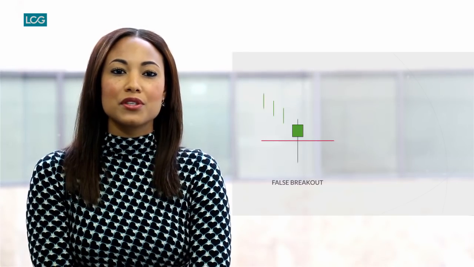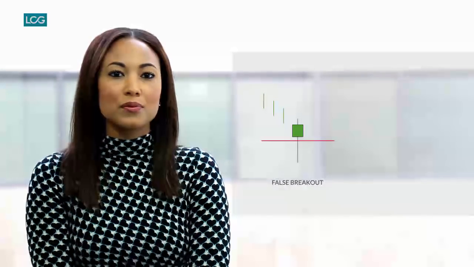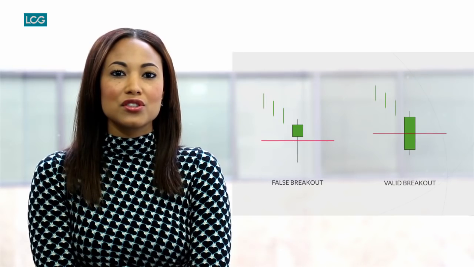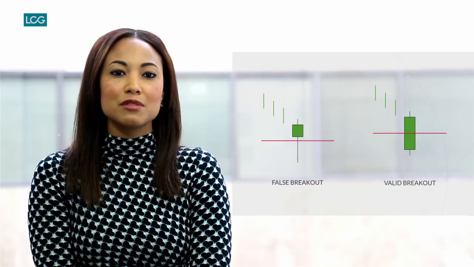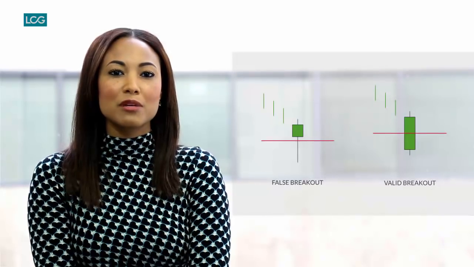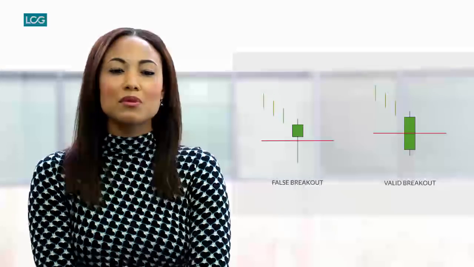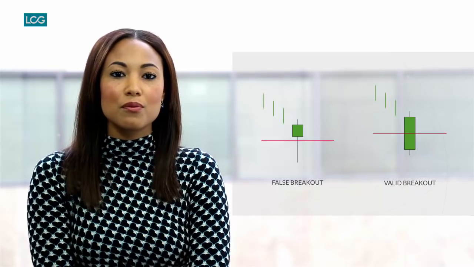Oftentimes you will see a support or resistance level that appears broken, but soon after you find that the market was actually just testing that level. Now, when looking at candlestick charts, you will see that these tests of support and resistance are usually represented by candlestick shadows. Notice how the shadows of the candles break past the support level, but end up closing above it. That suggests the market was just testing that level.